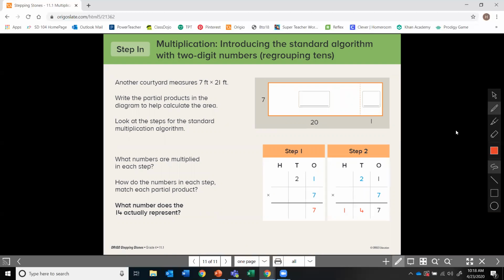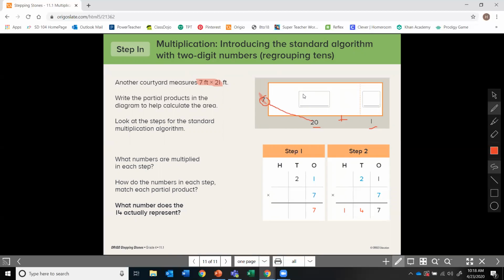All right, we have another courtyard. So again, we're using that rectangle shape of 7 by 21 feet. They already plugged in the numbers for you. They have 7 by itself, and they have 20 and 1, because when you add those two together, they equal 21. Let's go ahead and multiply.